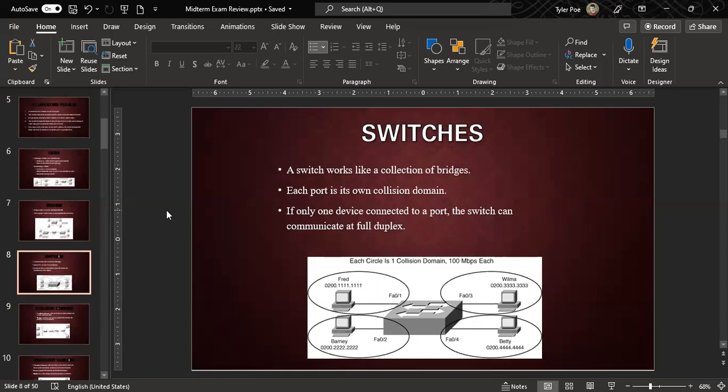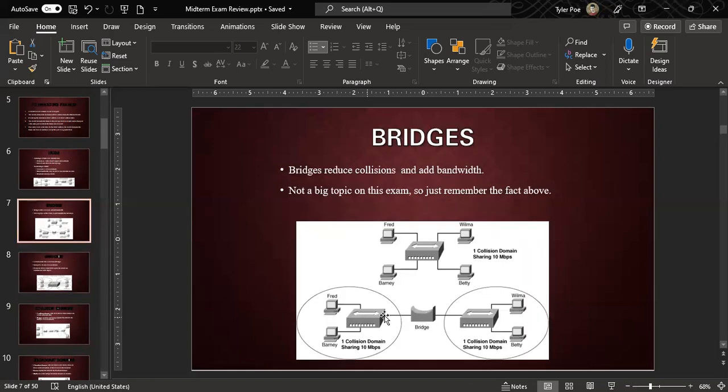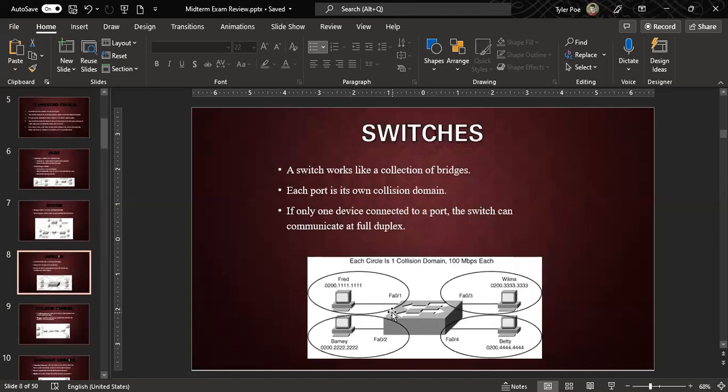Now, a switch, on the other hand, works basically like a collection of bridges. Instead of having one bridge with only two collision domains here, switches can have a large number of ports, and each port is its own collision domain.